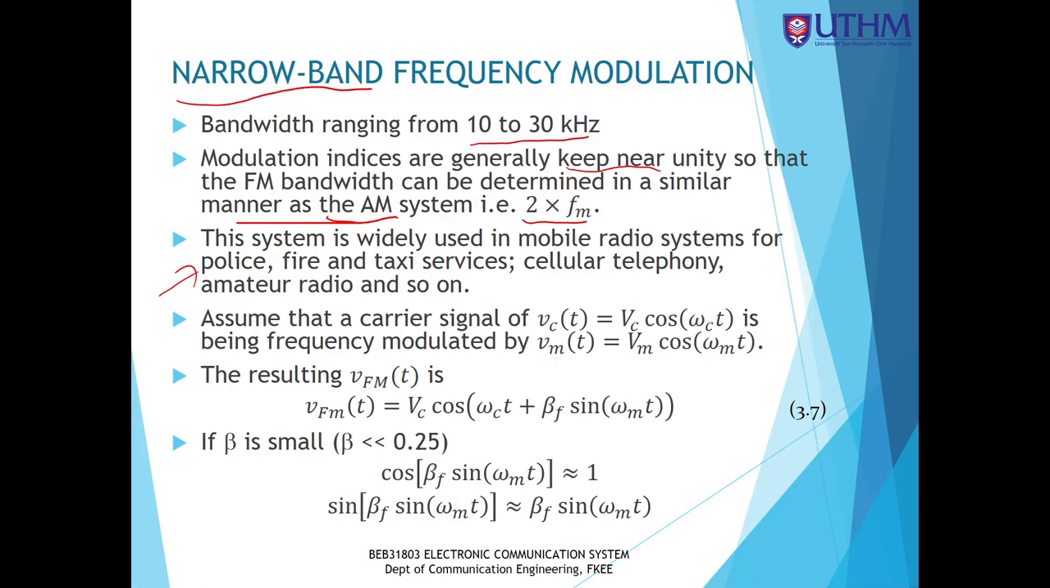Okay. So assume that the carrier signal is Vc cos omega c t, and the modulating signal is Vm cos omega m t. Therefore the FM signal v_FM(t) is Vc cos of (2 pi fc t plus beta f sine omega m t). So remember, the integral of cos becomes positive sine. Okay, so the issue here is the value of beta f. The value of beta f is very small, approximately less than 0.25. Okay, less than 1. So we will see about this.